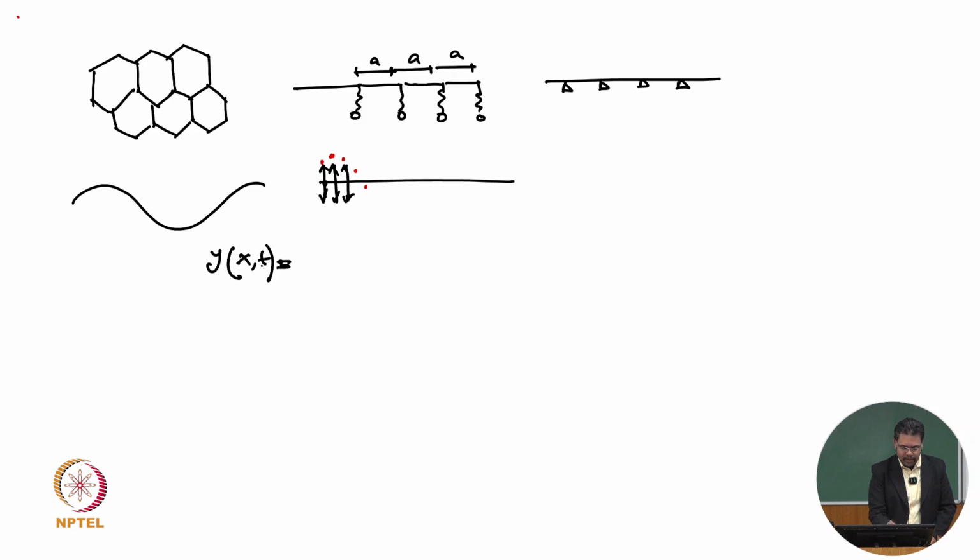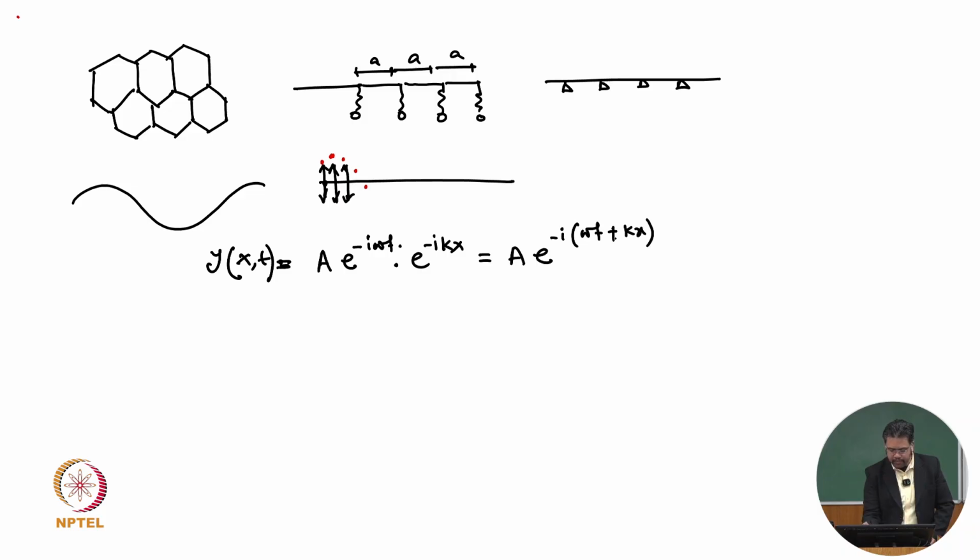Primarily we can write it as y equal to A times e to the power of minus i omega t, times e to the power of minus i k x. That is the prime way to write it, or we sometimes write it in the combined form, i omega t minus k x or plus k x, whatever. That way also we often write the wave propagation equation. So what does that mean to us?